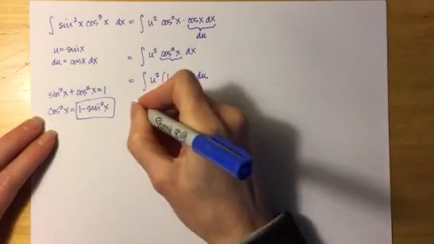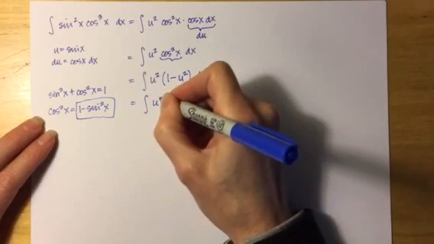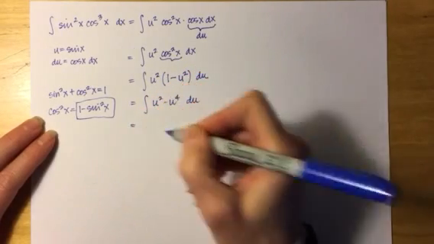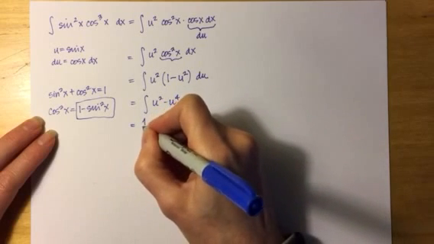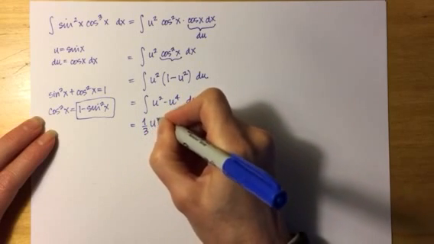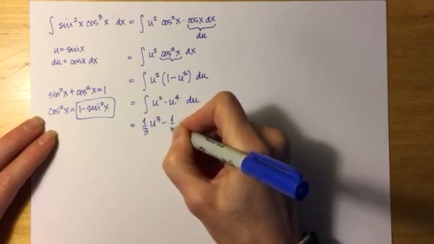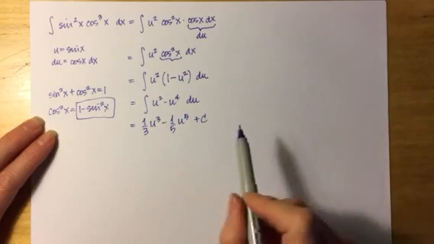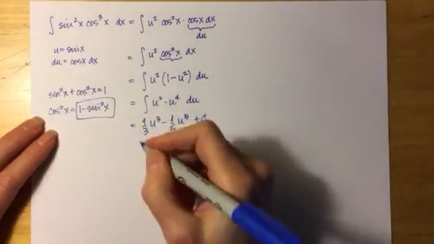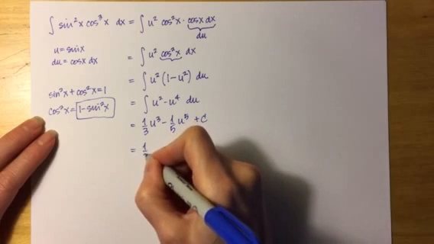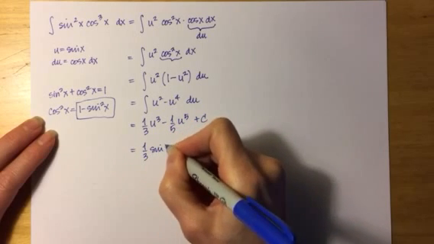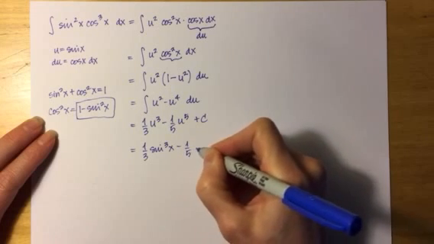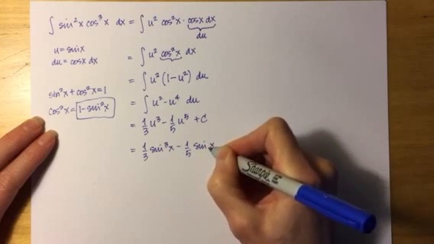And now all we need to do is multiply this out. We get u squared minus u to the fourth du, and that's pretty easy to integrate using the power rule. So 1/3 of u cubed minus 1/5 of u to the fifth plus maybe a constant. And the last thing to do is to go back and replace the u's with sines, and so our final answer is 1/3 times the cube of the sine minus 1/5 sine of x taken to the fifth.